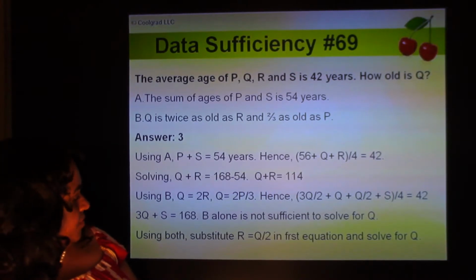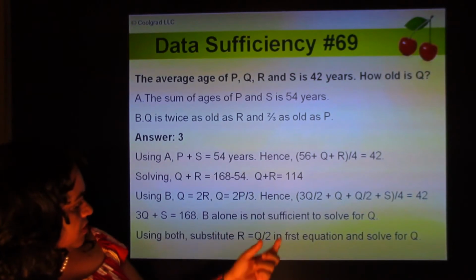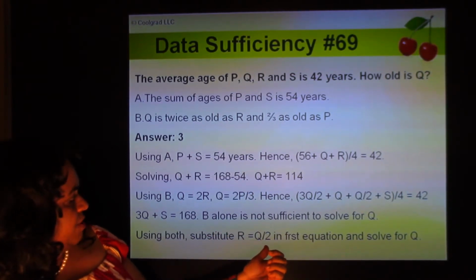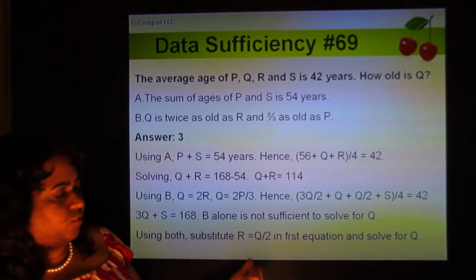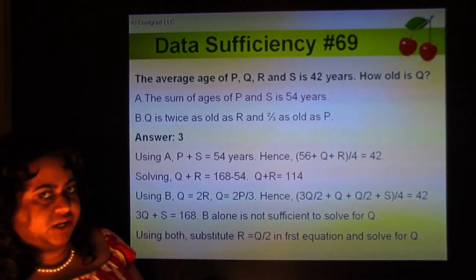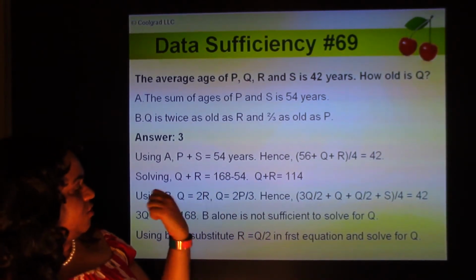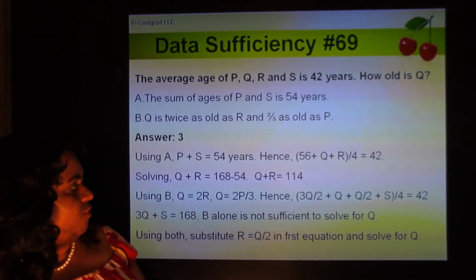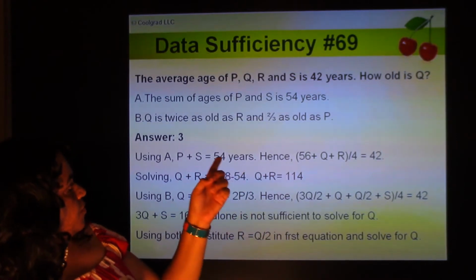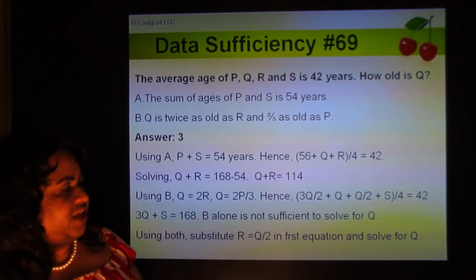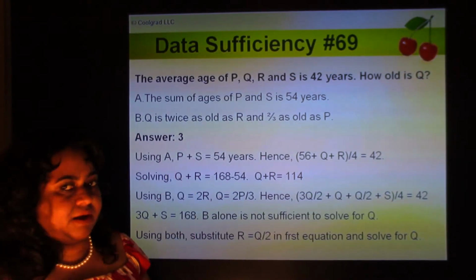But using both, now substitute R as Q by 2. We know that Q is equal to 2R, right? Using both, we know Q plus R is 114 and Q is equal to 2R. So R is Q by 2. So Q plus Q by 2 is 114. 3Q by 2 is 114 and you solve for Q. So using both, we can solve for the age of Q. But using either statement alone, we cannot solve it. So we pick option 3.